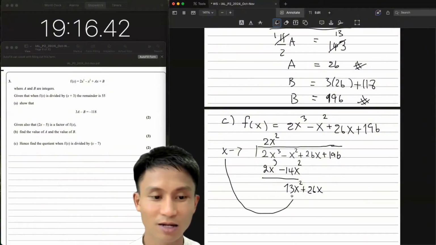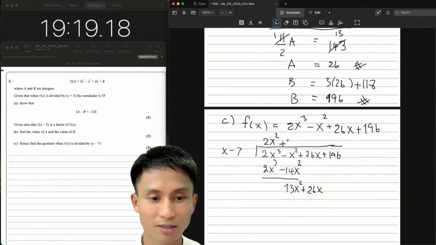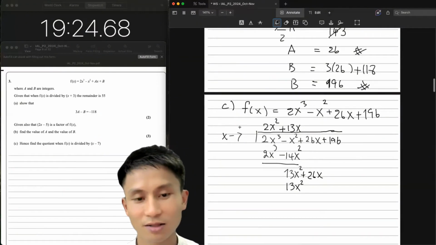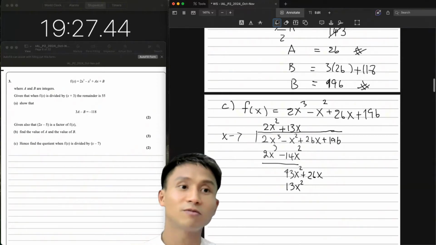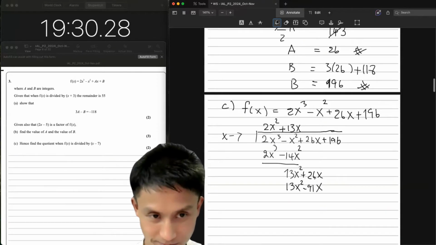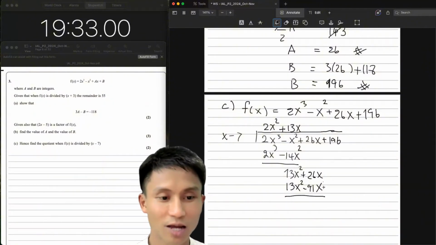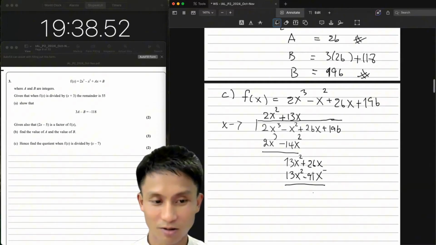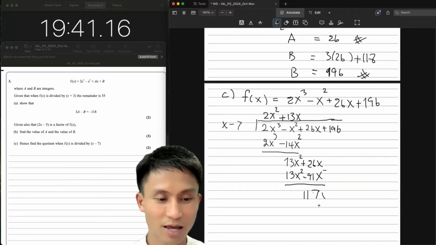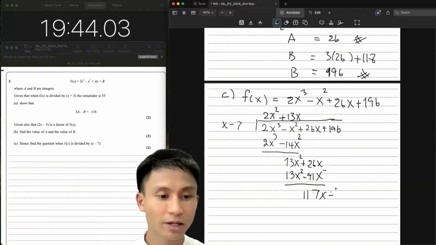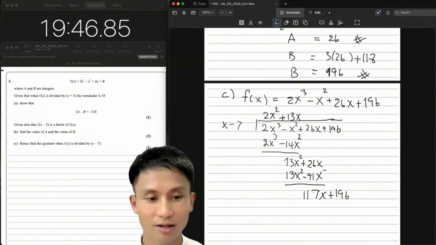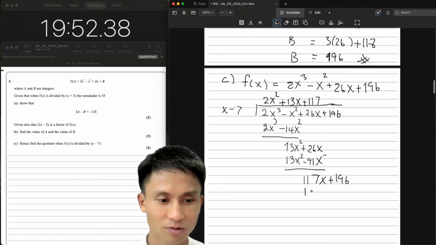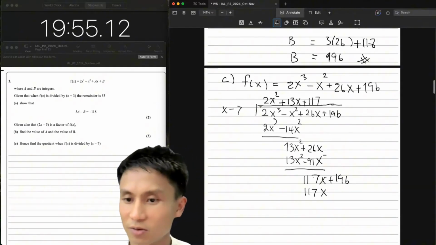So first term divided into the first term, we get a plus 13x here. So a 13x squared should be obtained there. 13 multiplied by minus 7 should give me minus 91x. Subtracting these two lines again, we get 26 minus 91, so we should get all of them added. So 117 for the x. Pulling 196 down. And then first term into the first term, I get plus 117 here. That's a huge number somehow.